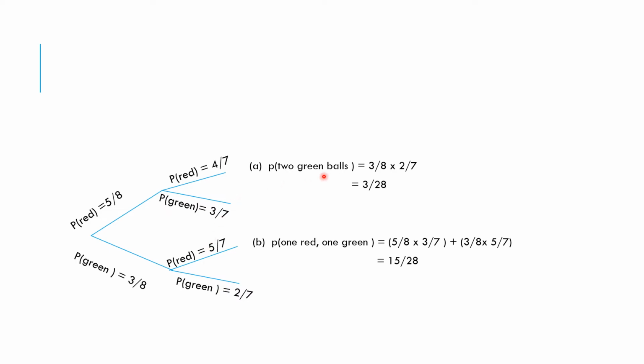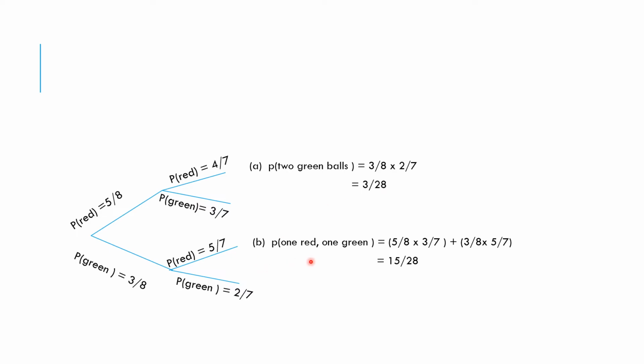So the probability of 2 green balls is 3 by 8 into 2 by 7. Probability of green and green is 3 by 8 into 2 by 7, that is 6 over 56, and that is 3 over 28 in its simplest form.